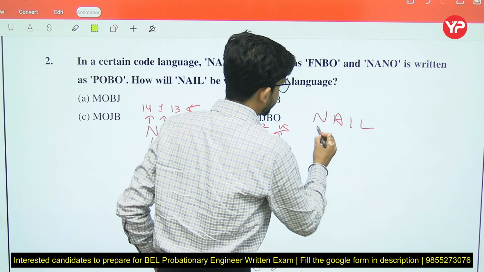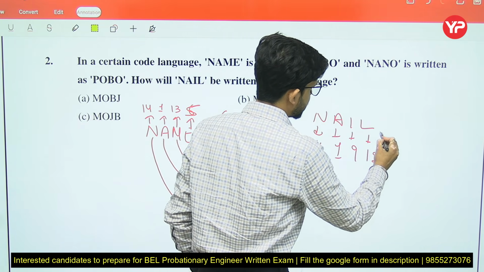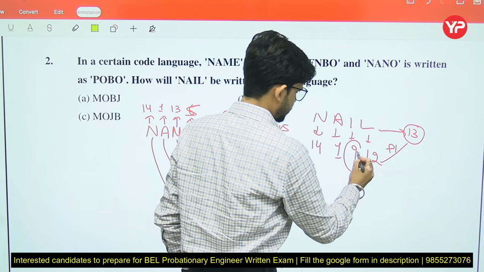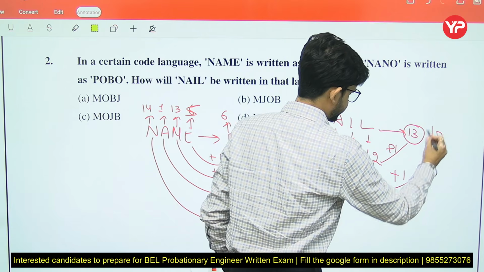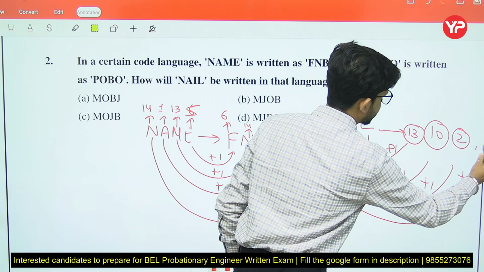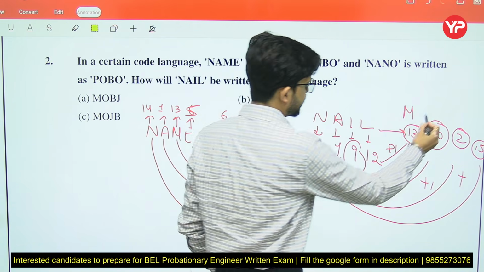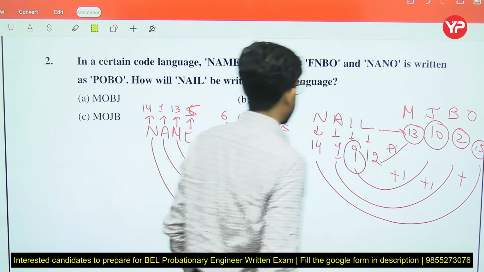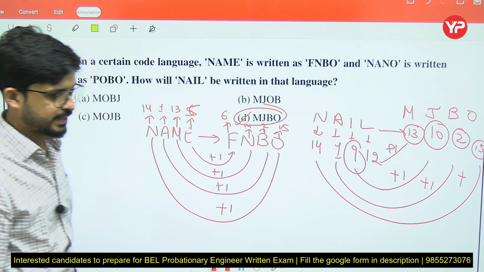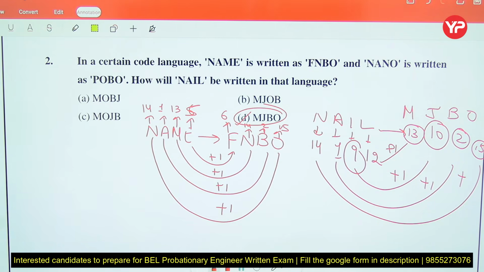Now I know that the numbering of NAIL: N is 14, A is 1, I is 9, L is 12. So I have to make 12 plus 1 is 13, 9 plus 1 is 10, 1 plus 1 is 2 and 14 plus 1 is 15. So we know 13 is M, 10 is J, then B and O. M, J, B, O. So our answer will be D. D is the answer. So you have to find out the pattern basically in coding and decoding. Okay, let's move to the next question.